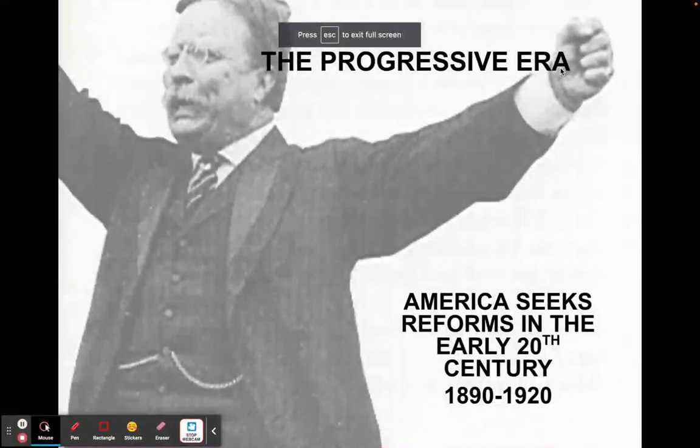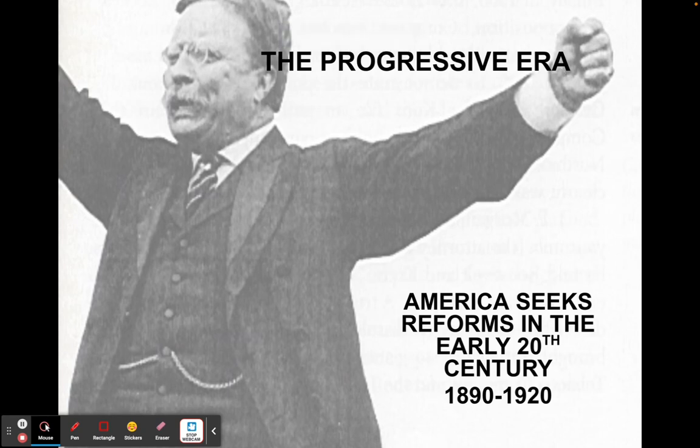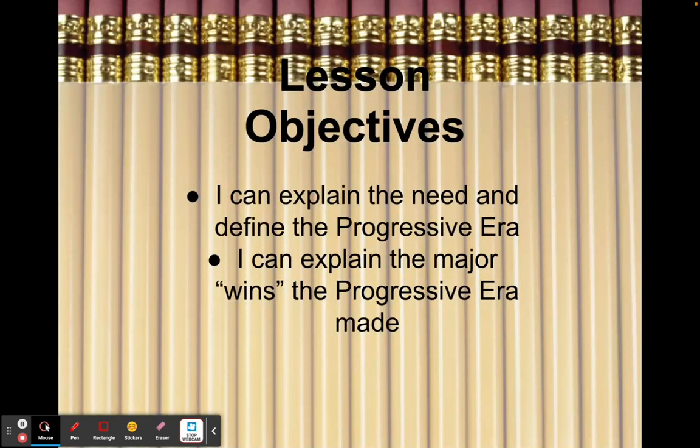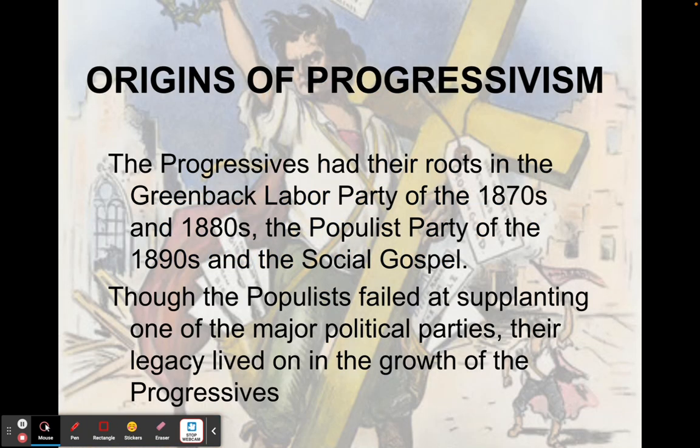Okay, so this person you see here, this is Theodore Roosevelt, and he is president after the assassination of William McKinley, and he kind of becomes the face of the progressive movement, where he sees the ills of society and he wants to help change things. So our lesson objectives today, we're going to explain the need and define what the progressive era is, and explain what major wins the progressive era made in the lives of all Americans.